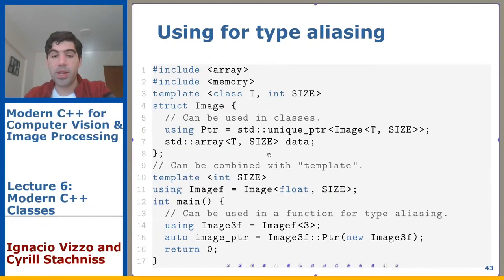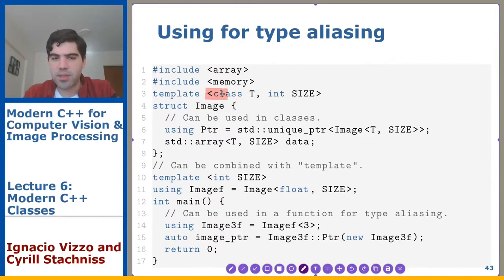So in this case, we have an image that takes as template input arguments two types. And for example, I want to use an image float that will be this class image with the type float, and then with a given size, right? And this is some type aliasing. There are some examples here. The idea is that you should be using this to reduce verbosity of your classes in C++.